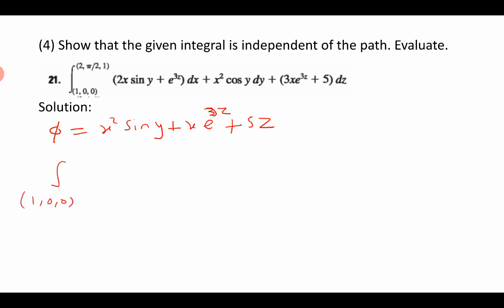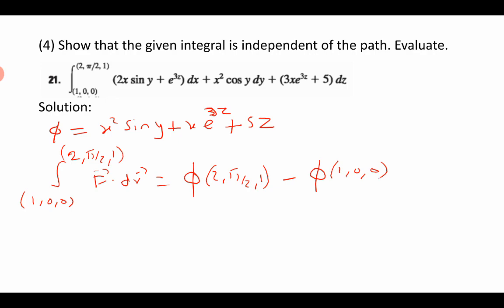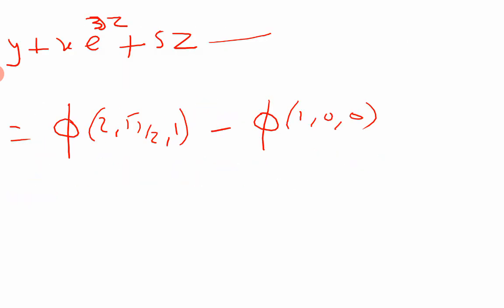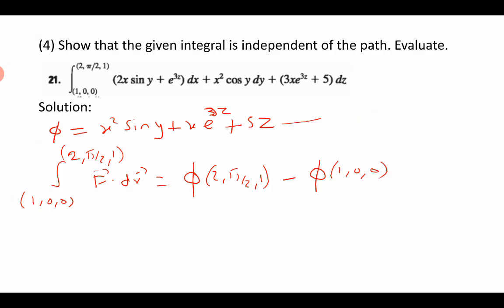Therefore the integral from (1, 0, 0) to (2, pi by 2, 1) of F dot dr is phi of (2, pi by 2, 1) minus phi of (1, 0, 0), phi of b minus phi of a. Substitute in the phi, equation number 9. So what is phi of (2, pi by 2, 1)?